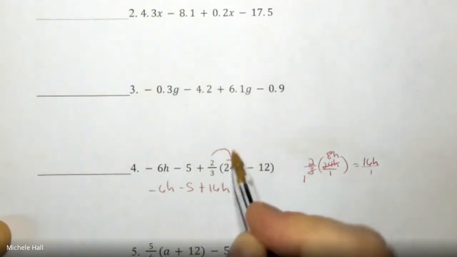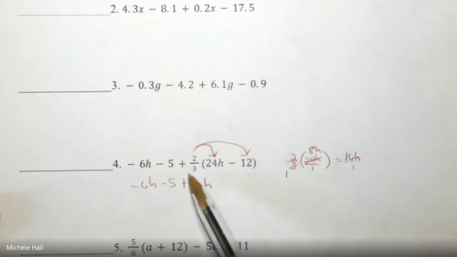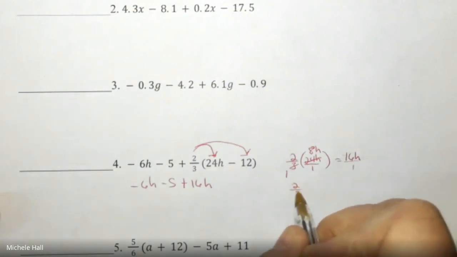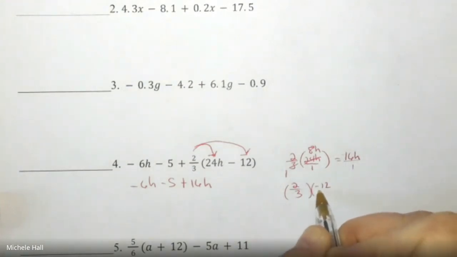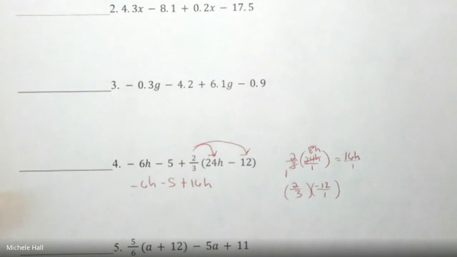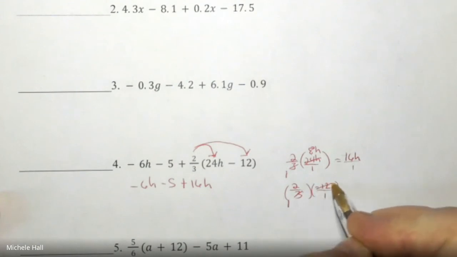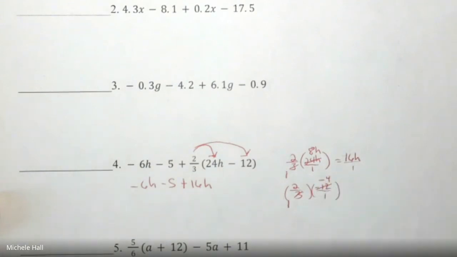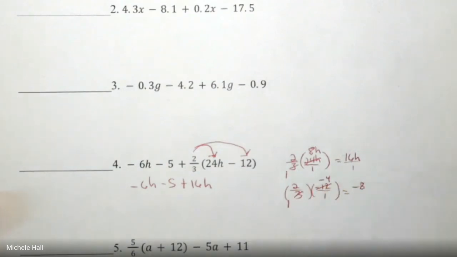And now I need to do 2/3 times negative 12. I'm going to put the negative with the 12, make the 12 a fraction. And again, I'm looking for any cross canceling. 2 and 1 have nothing in common. 3 and negative 12, they have a 3 in common. 3 divided by 3 is 1. Negative 12 divided by 3 is negative 4. And now I just multiply straight across. 2 times negative 4 is negative 8. 1 times 1 is 1. And so our final answer is just negative 8.